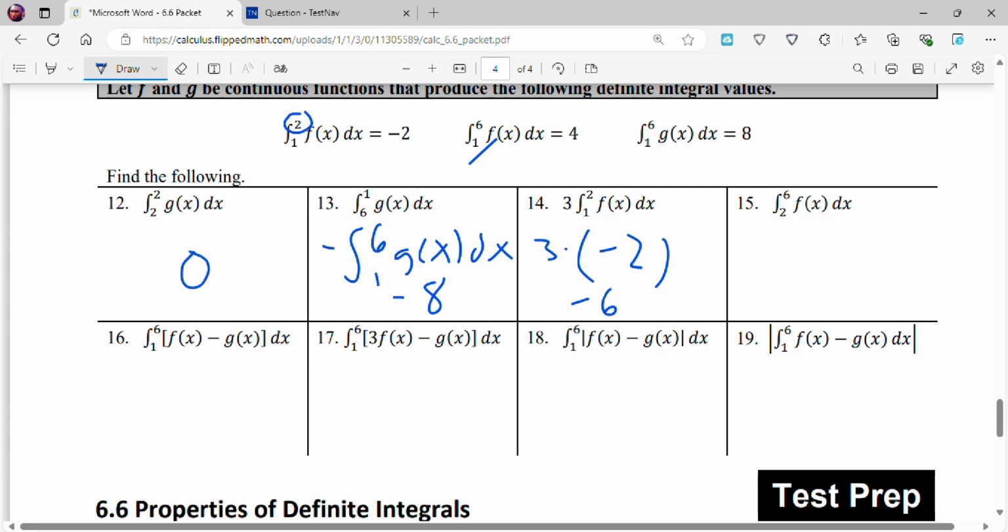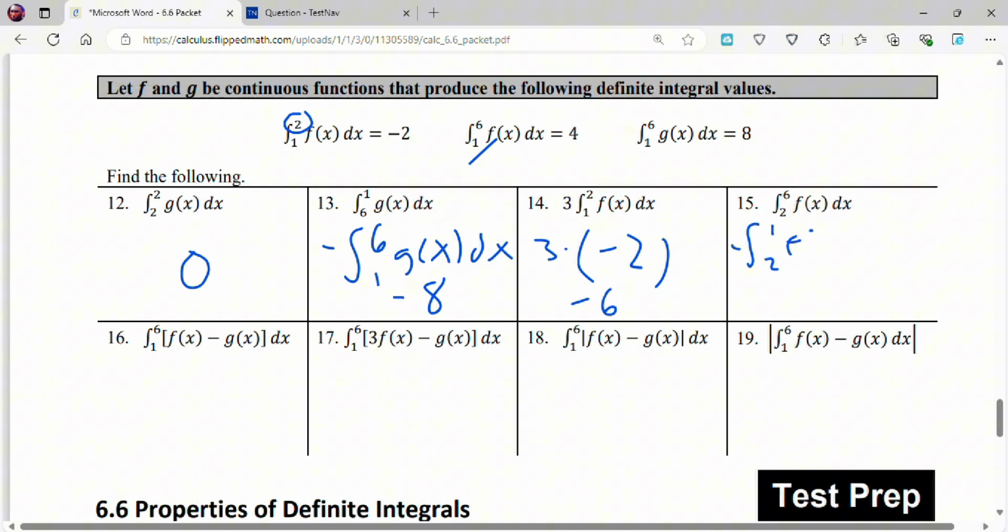And so we're going to do integral from 2 to 1 of negative f of x dx plus integral from 1 to 6 of f of x dx. From 2 to 1, okay, so we know that from 1 to 2, it would be -2. But we are now going to make this +2. Plus integral from 1 to 6, which is 4. +2 plus 4 gives us 6.